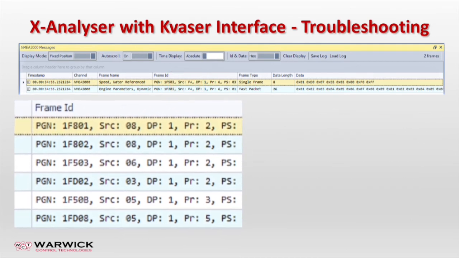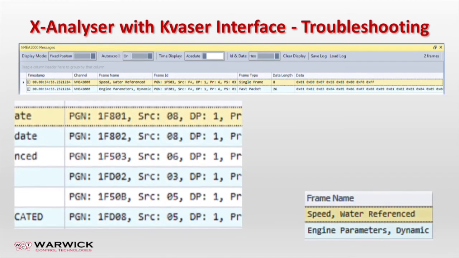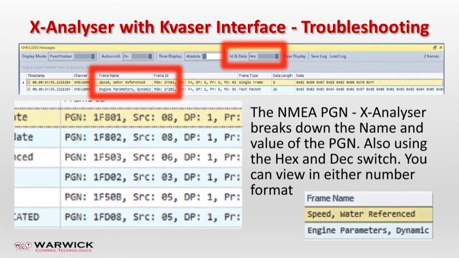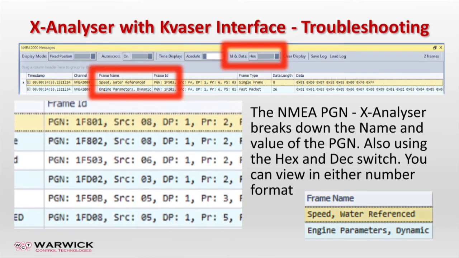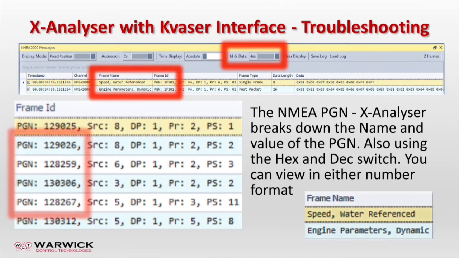Then there's the message PGN. The decoding gives the PGN name also, i.e. engine parameters dynamic, as well as the PGN value that can be useful when searching manuals and the standards to get where you want to be and find that nugget of technical information. Also use the hex to dec switch to view the different number formats.